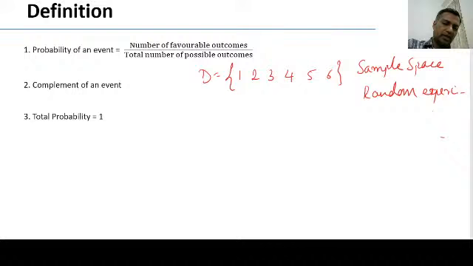Now, events are what? They define something on this. Let me define one particular event, let me call it event A. You have to define what event A is. Event A could be getting an odd number.